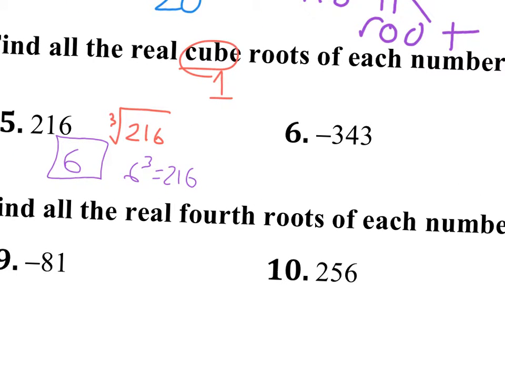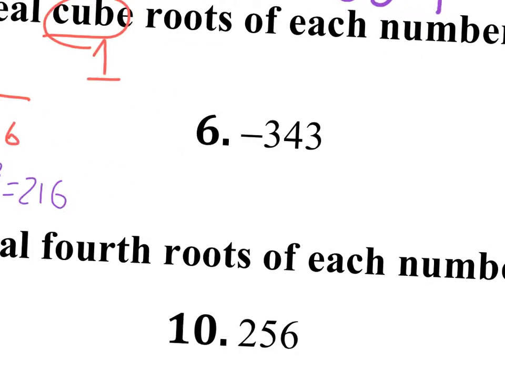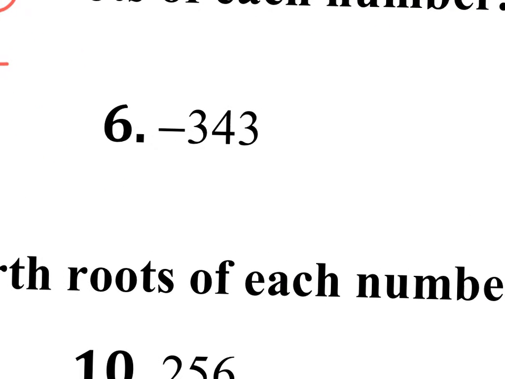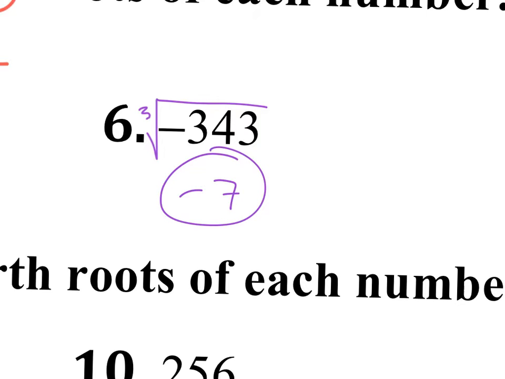Oh, now we have a cube root of a negative. And that is okay. We are allowed to do cube roots of negatives. Why? Because the index is odd, the 3 up there. We're doing negative times negative times negative. So in this case, -7, because -7 times -7 times -7 is -343.